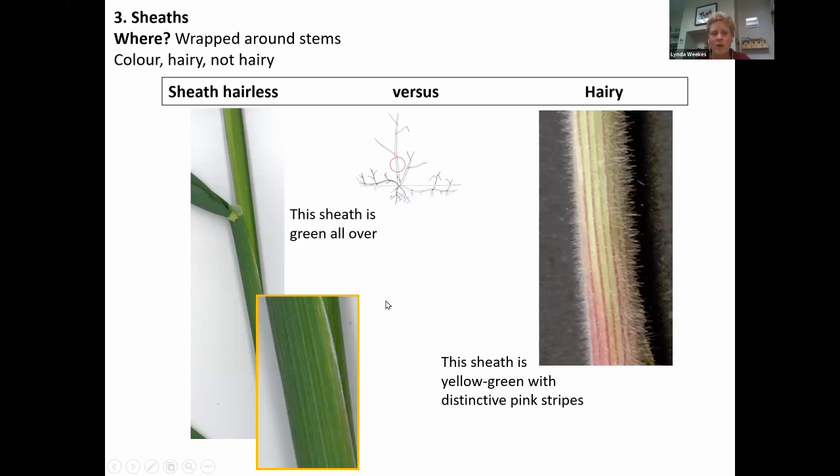And also the color, you'll notice the sheath on the left-hand side is green all over, but you'll notice that this sheath here on the right-hand side has noticeably pink stripes in it, and it's a yellowish color. So again, color, shapes, hairs, etc. is important. So very, very different.